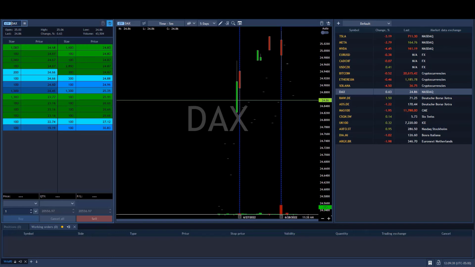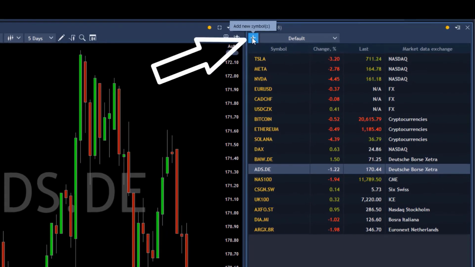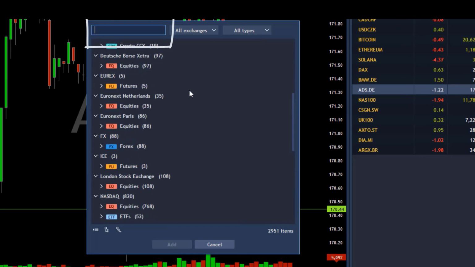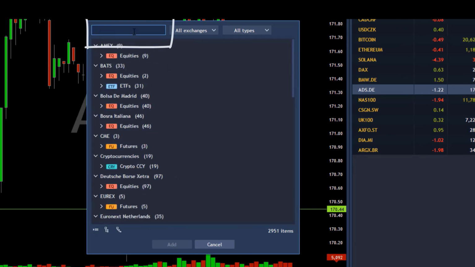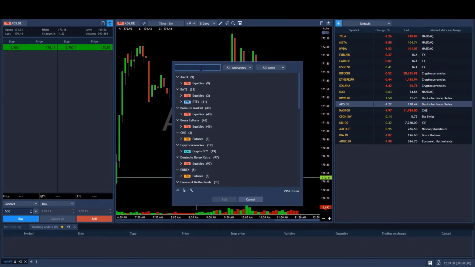The platform offers stocks, currency pairs, cryptocurrencies, leading indices, and stocks from around the world. To see more assets, you can go to the watch list and click on the plus sign above, which will allow you to add additional assets to the list. If you are looking for a specific asset, you can type the name or the symbol in the search box to find it. See you in the next video.